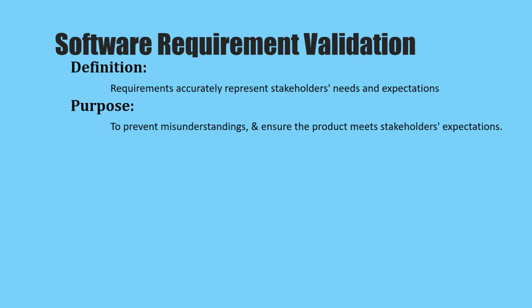Purpose: the goal of requirement validation is to identify and correct any deviations or discrepancies in the requirements early in the development process. This helps prevent misunderstanding, reduce rework, and ensure that the final software product meets stakeholders' expectations.